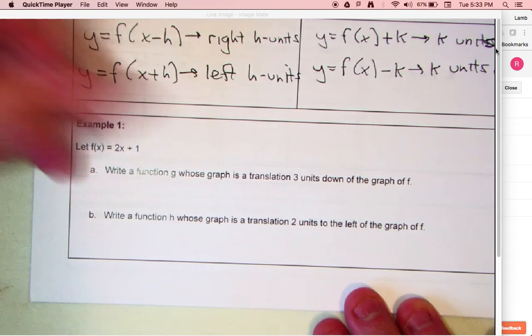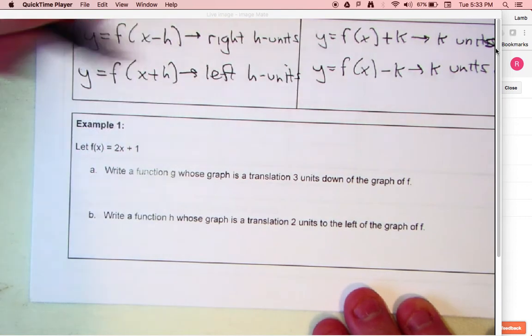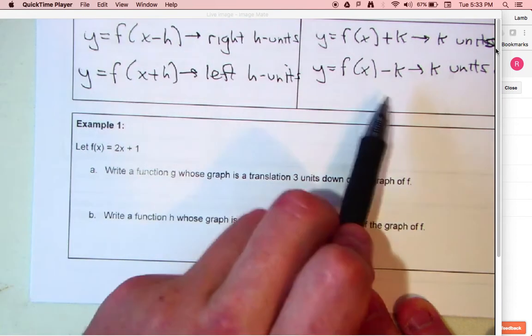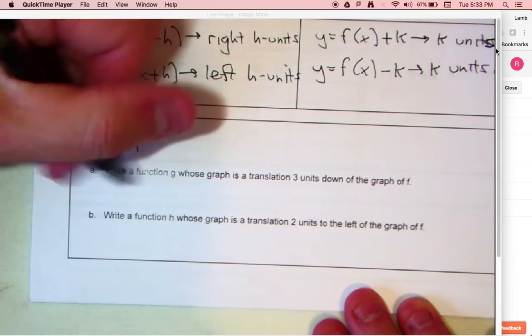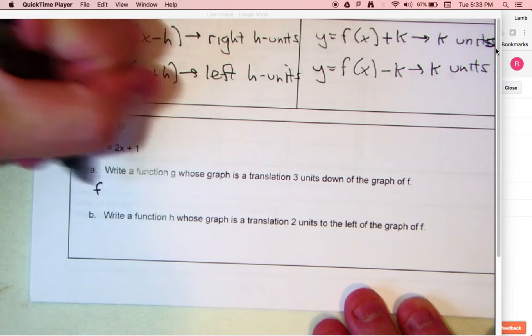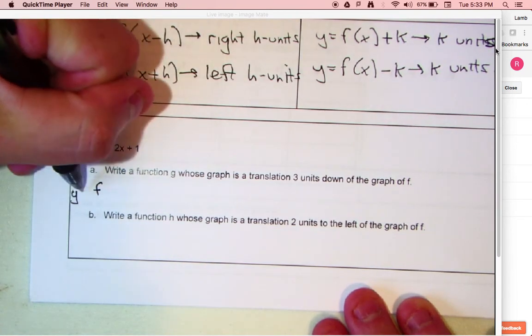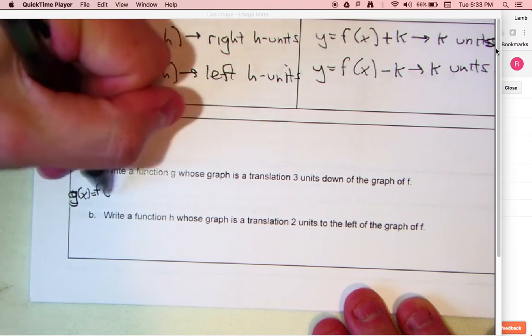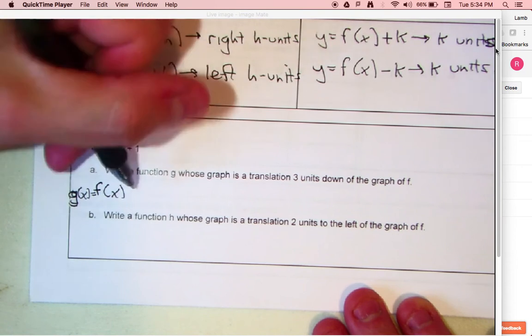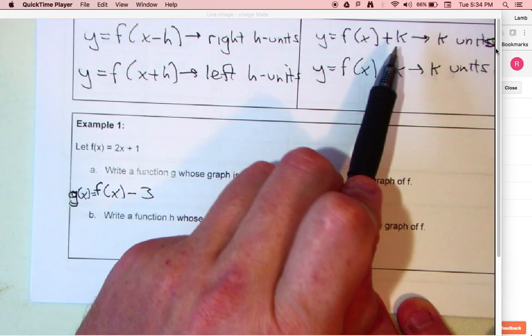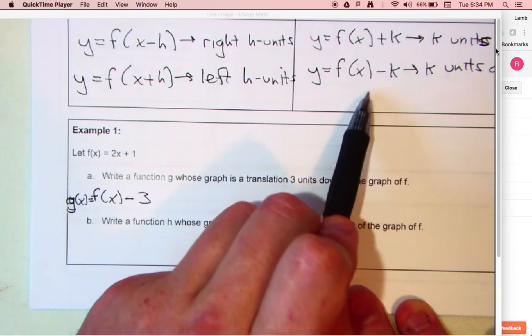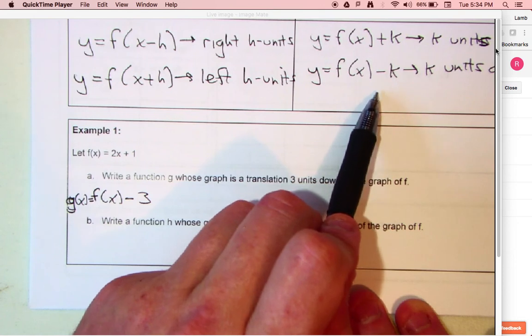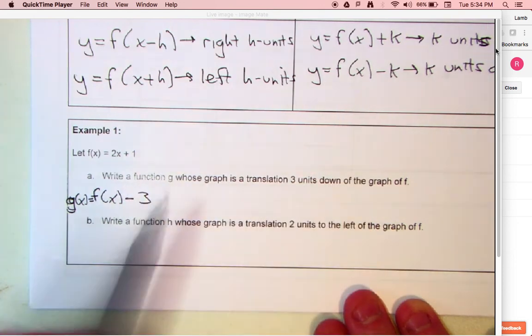So, what do we need to do? We want to move it 3 units down. So we know that g of x is going to equal f of x, and to move it 3 units down, we're using this equation right there. But what is f of x? f of x is 2x plus 1.